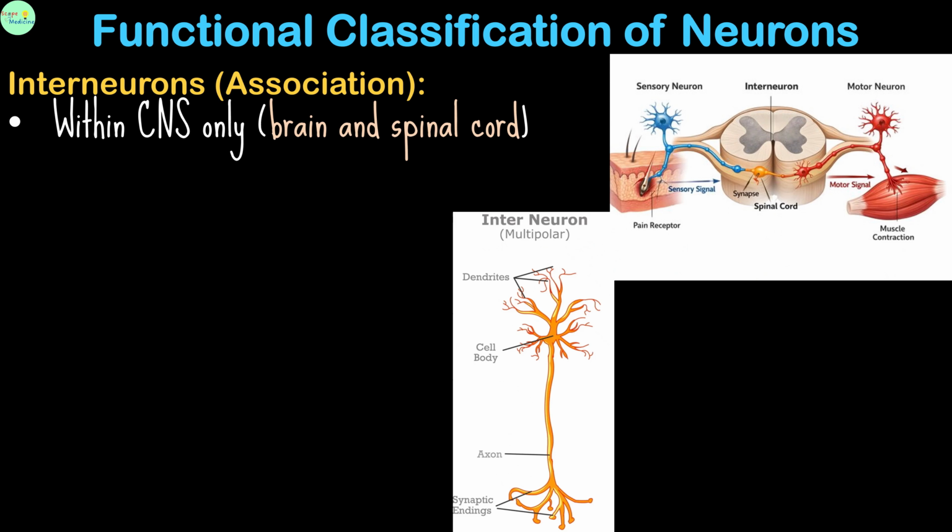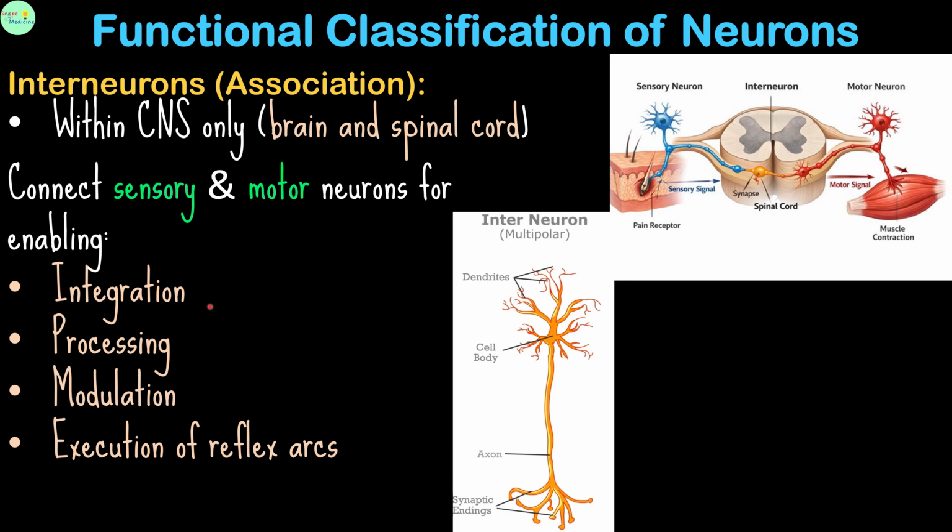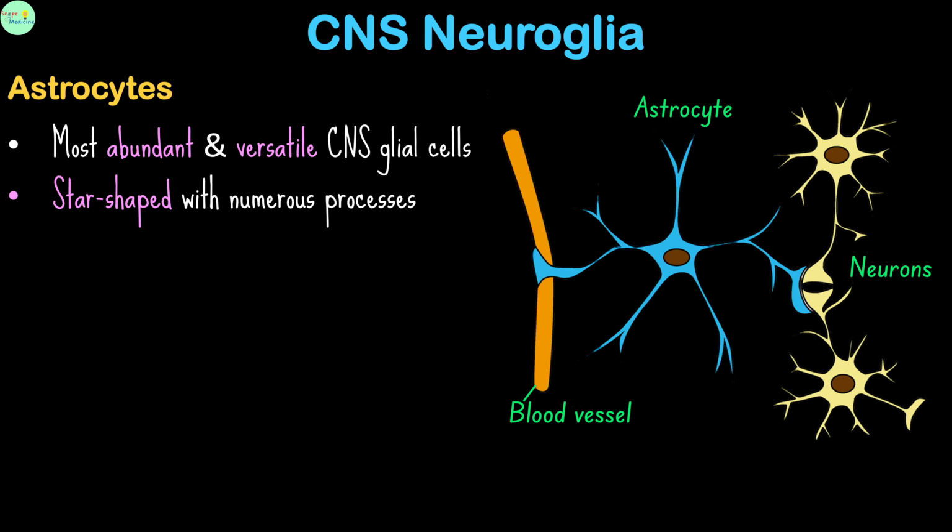Interneurons, also known as association neurons, are confined entirely within the brain and spinal cord. They form complex networks that connect sensory and motor neurons, enabling integration, processing, modulation, and the execution of reflex arcs and higher cognitive functions. The neuroglia of the central nervous system consist of 4 primary types, each with a highly specialized role. Astrocytes are the most abundant and functionally diverse glial cells.